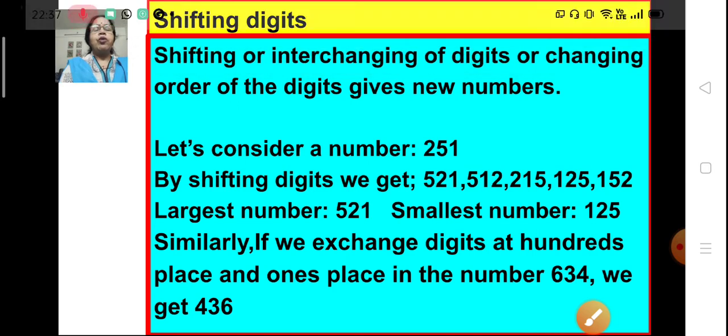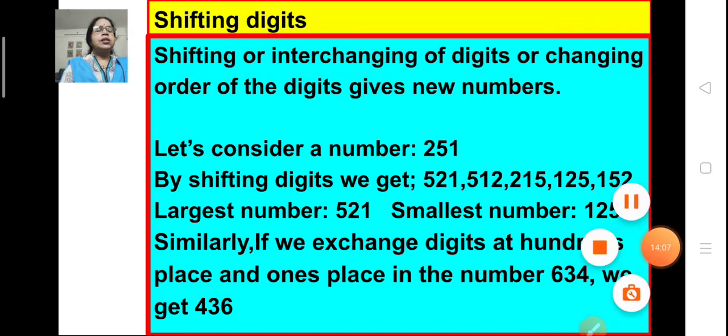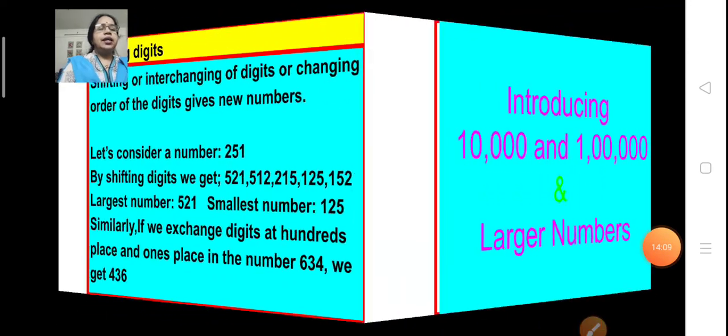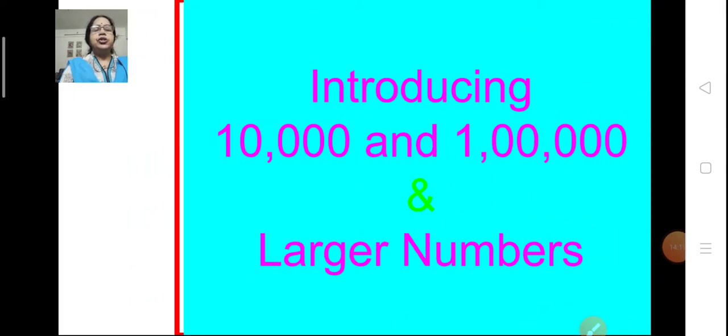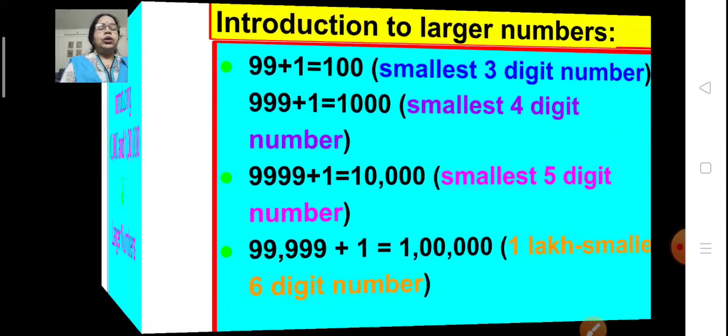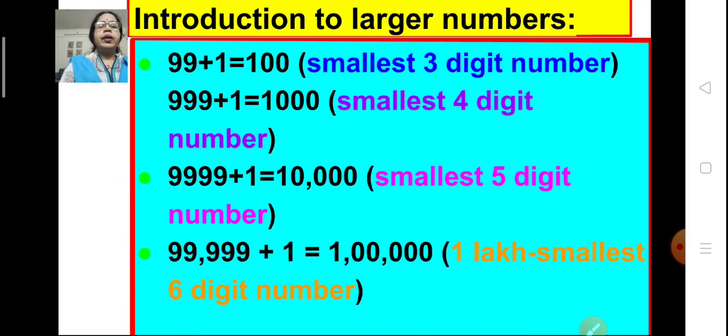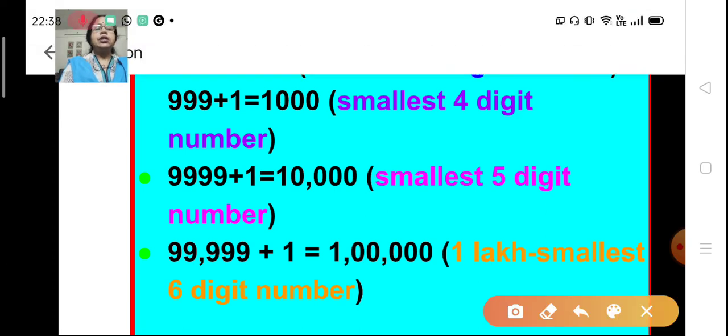While making or forming numbers, we can keep in mind all these points. Now, let us revise the next topic, that is introducing 10,000 and 1 lakh and larger numbers. So, how are the large numbers formed? Children, we know that when 1 is added to the greatest 2-digit number, then we get the smallest 3-digit number, isn't it? We have done this earlier.